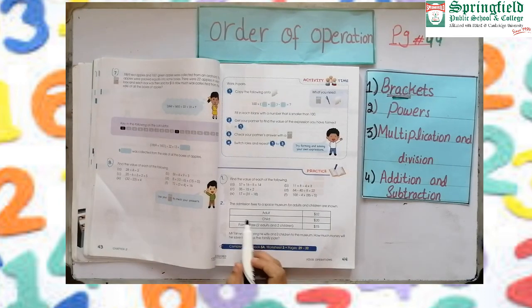Okay, in the second question they are saying that the admission fee to a space museum for adults and children are shown. Okay, adults $32 and child $20, and a family pass for 2 adults and 2 children $75. Fine. Okay, now Mr. 10 wants to bring his wife and 2 children to the museum. So how much money will he save if he buys the family pass? Now, it's your task, beta.